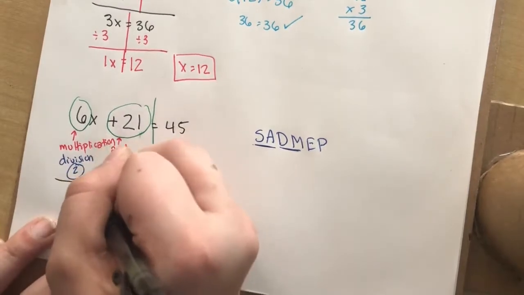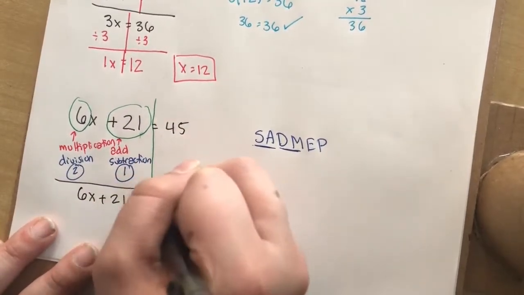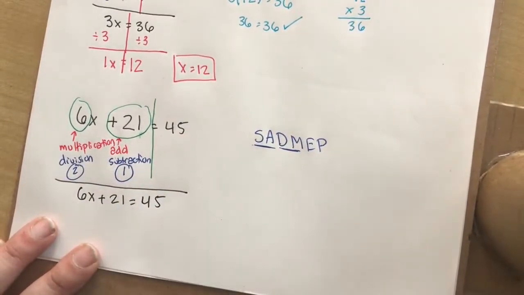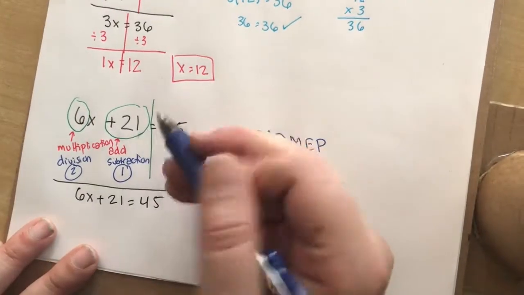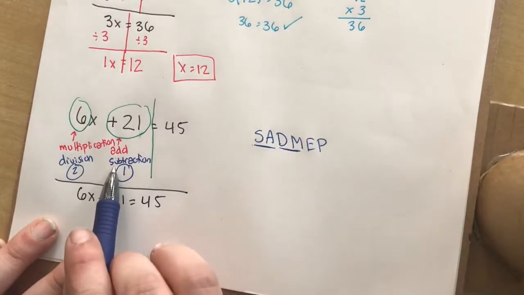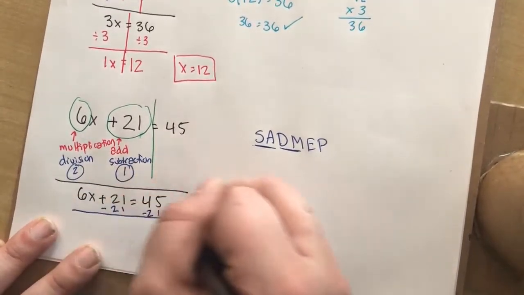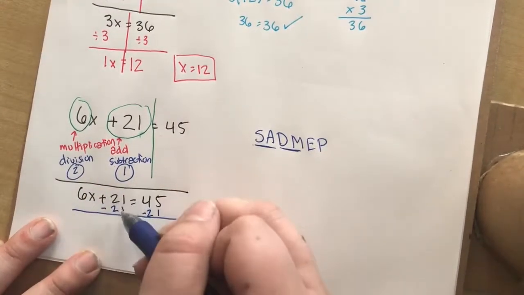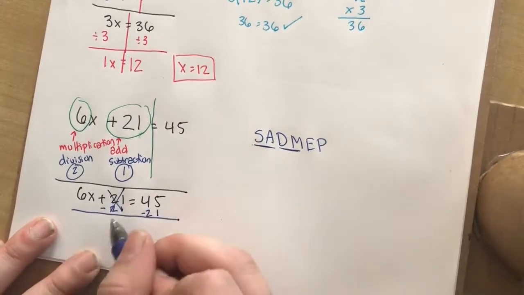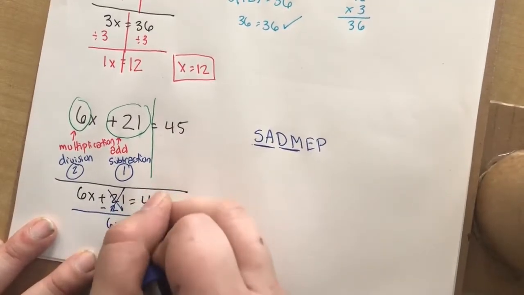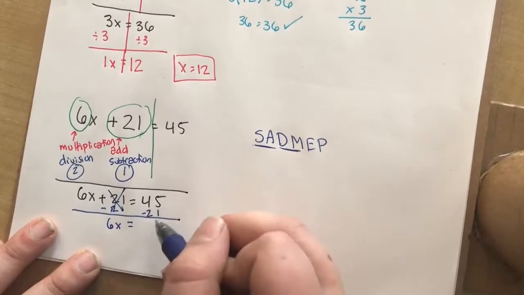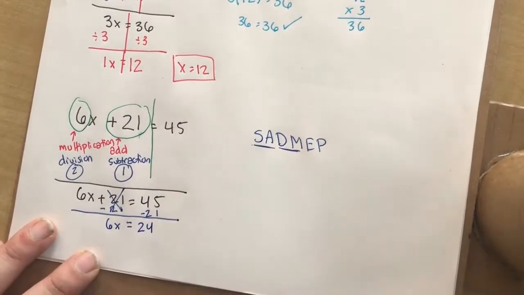So I've got 6x plus 21 equals 45. I know I'm getting rid of the 21 first, and I know that I get rid of it by subtraction. So I'm going to subtract 21 from both sides. 6x plus 21 minus 21 is just 6x plus 0, or 6x. 45 minus 21 is 24.